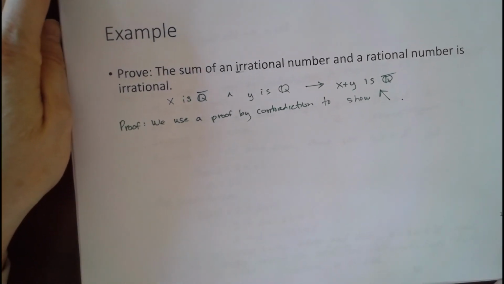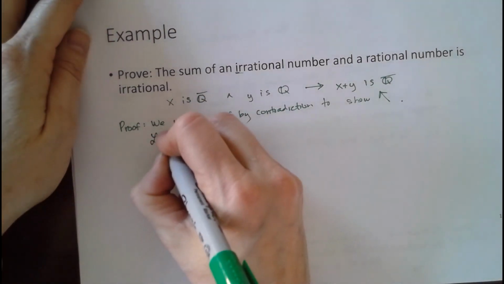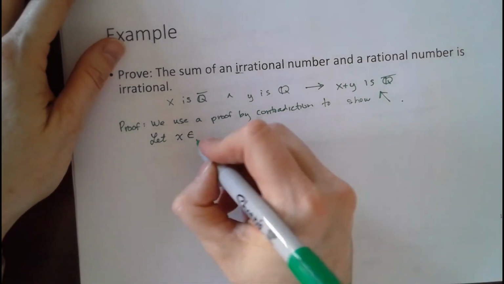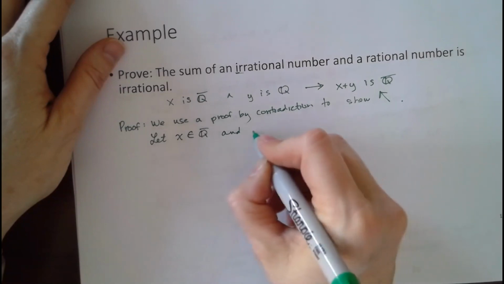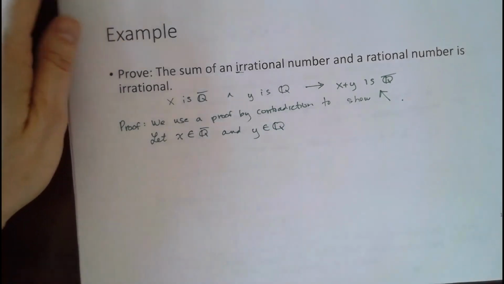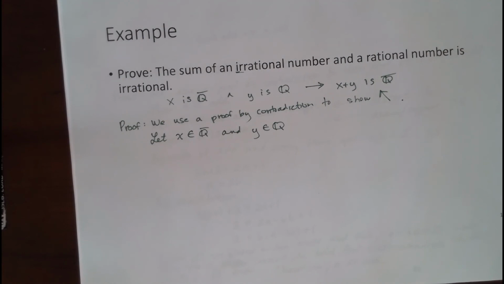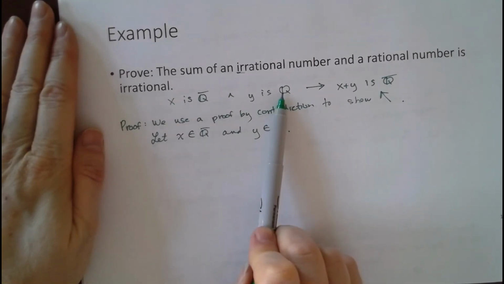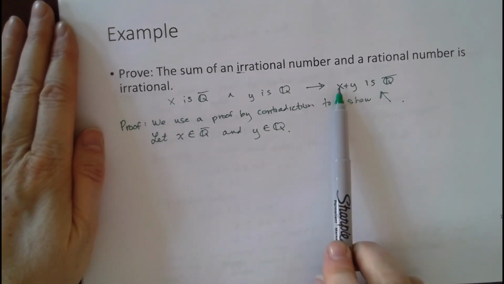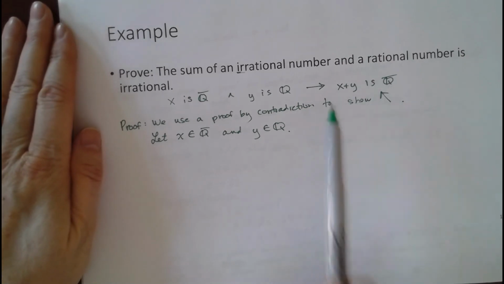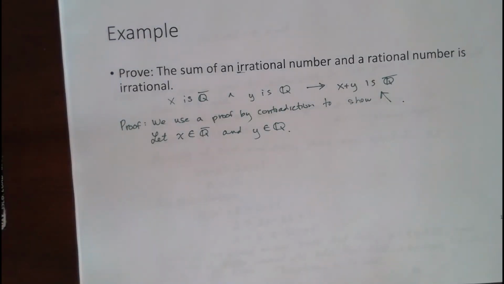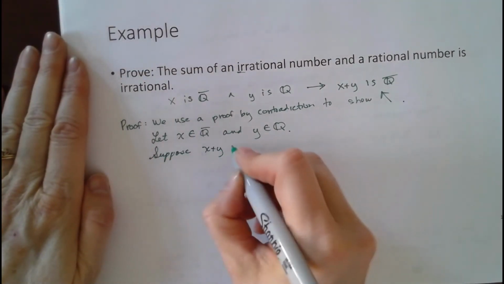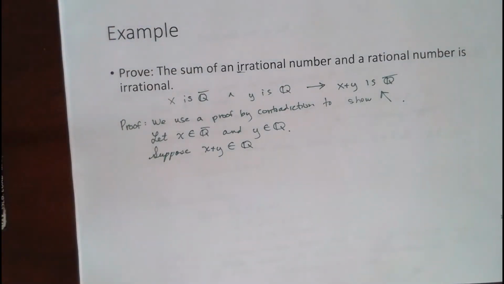All right. So we start by assuming our hypothesis. Let x be an irrational number and y be a rational number. That is asserting our hypothesis. And now we're going to entertain the idea that the conclusion is false. In other words, that x plus y is really a rational number. So suppose that x plus y is actually rational instead of irrational.